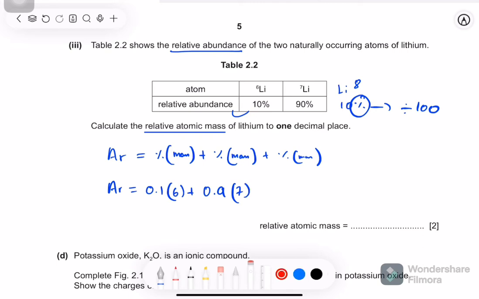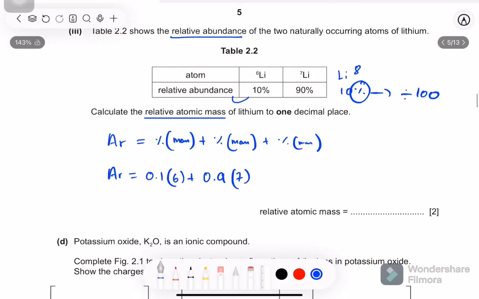They can change and switch and shuffle the question a little bit by giving you the relative atomic mass and maybe asking you for the relative abundance of this. In any formula throughout chemistry, they can shuffle the values whenever they want. They can hide this from you and give this to you in all formulas. So when we multiply, this will give us 0.6 plus 6.3, which is 6.9, and as they said, to one decimal place, 6.9.